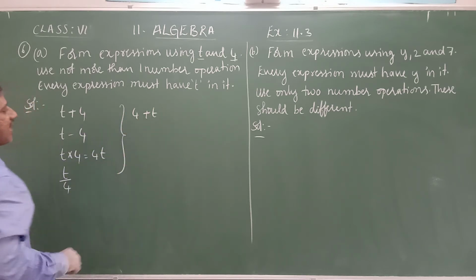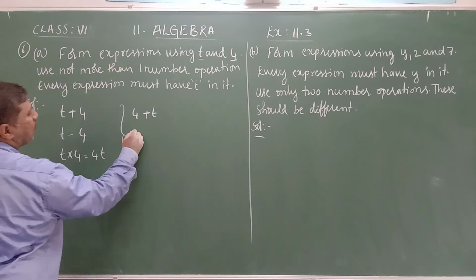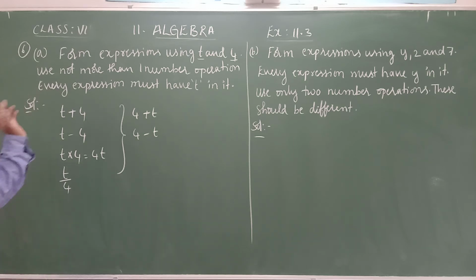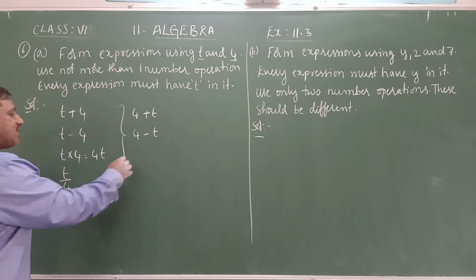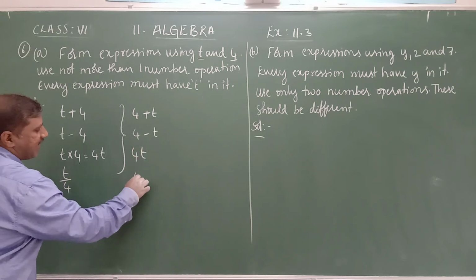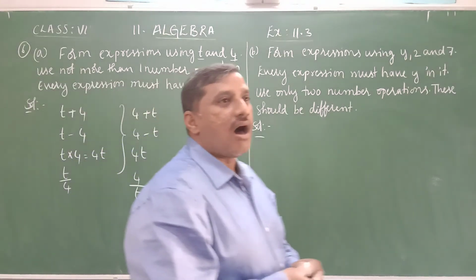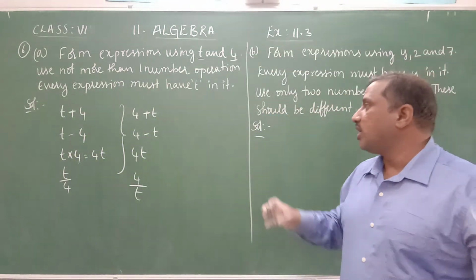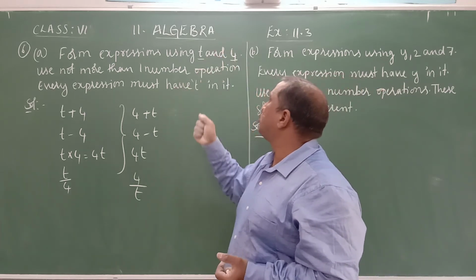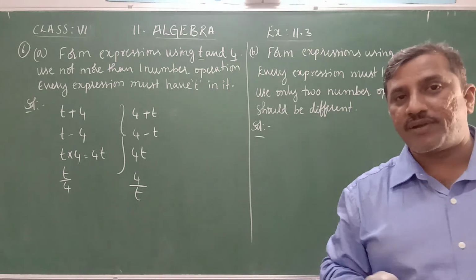Similarly, T is added to 4: 4 plus T. We can take one more case. T is subtracted from 4: 4 minus T. 4 is multiplied by T, we get again 4T. You can use either 4 multiplied by T or T multiplied by 4. So like this we can write these expressions using T and 4 and using only one arithmetic operation.